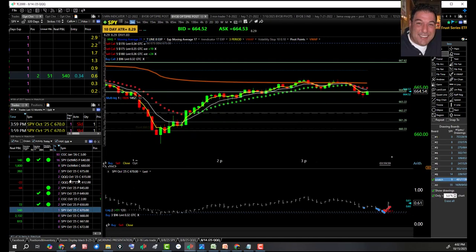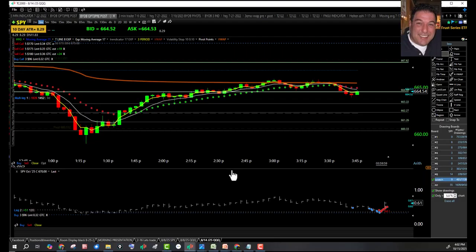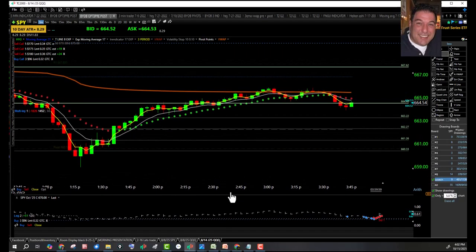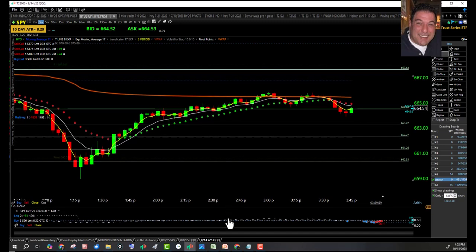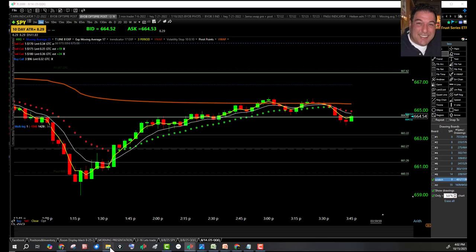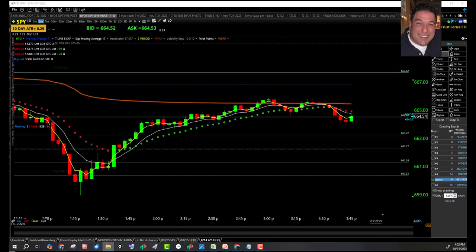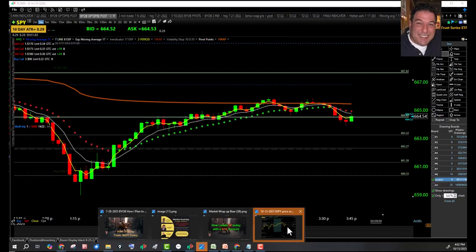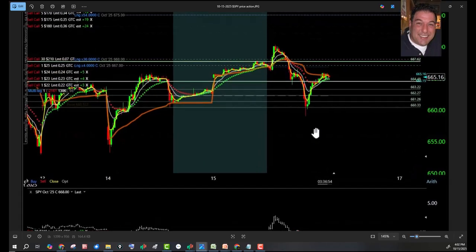All right, so let's move this over. Let's get this out of the way, and let's pull this down. I just want to show you guys, I've got SPY price action right here. It's going to open up pretty soon here. Any day now. There it is. All right, so here's price action this morning.